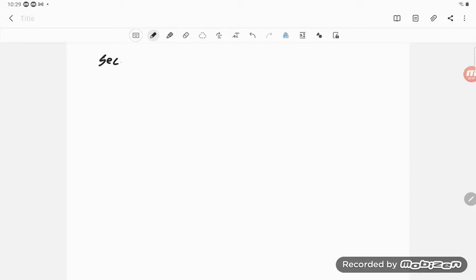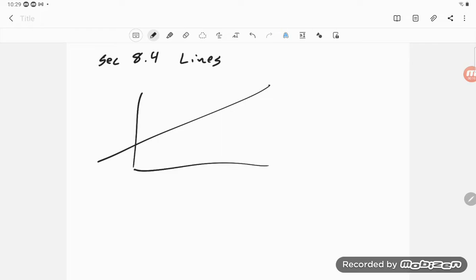All right, this is section 8.4, lines. So let's look at a line, just kind of thinking about it in two dimensions. Here's a line, and we tend to think, oh, 2 points determine a line and so forth. Now, why might that be? Well, let's think about it in terms of vectors, what's going on.